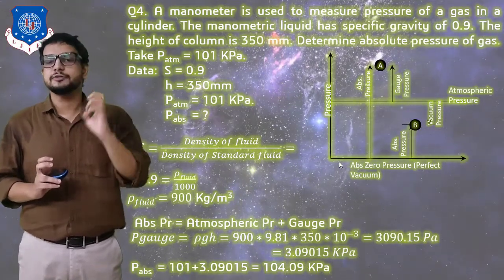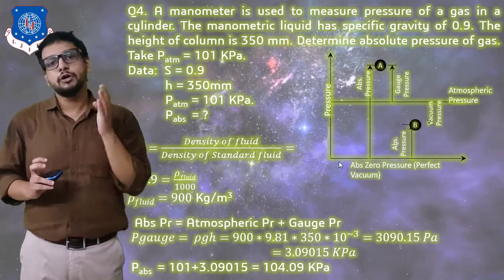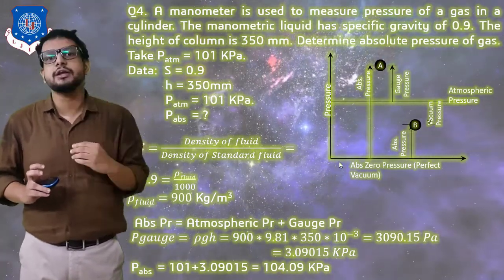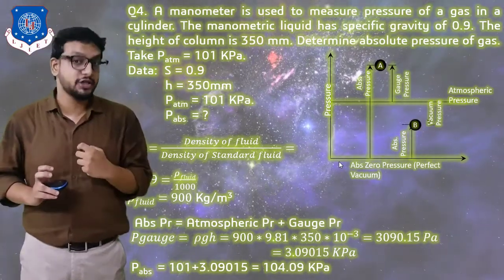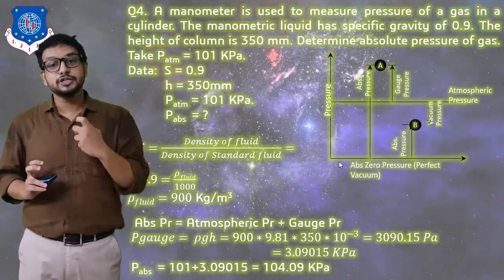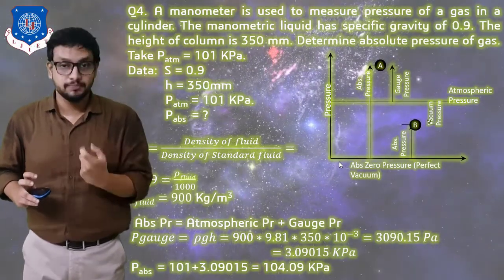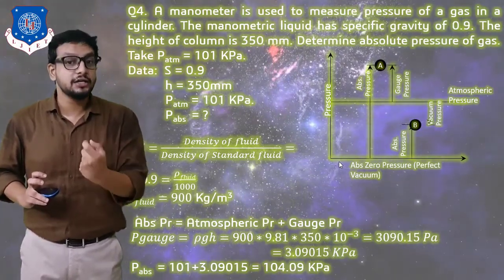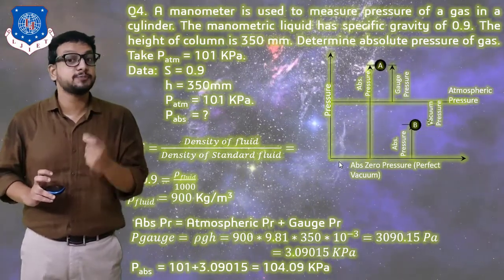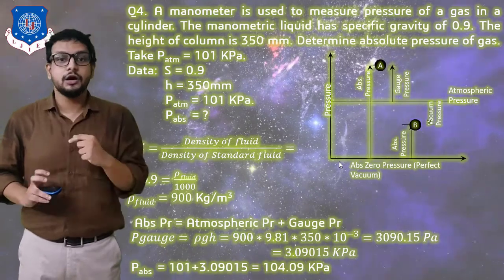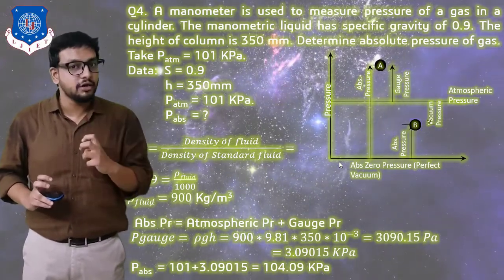To find the absolute pressure, our first target is to find the gauge pressure, because atmospheric pressure is already given in the data, 101 kilopascal. How can we find the gauge pressure? We know the formula of pressure, that is rho g h, where rho is the density of the fluid used. It is given that the manometric liquid has a specific gravity of 0.9. By using specific gravity, we can find the density of that fluid.